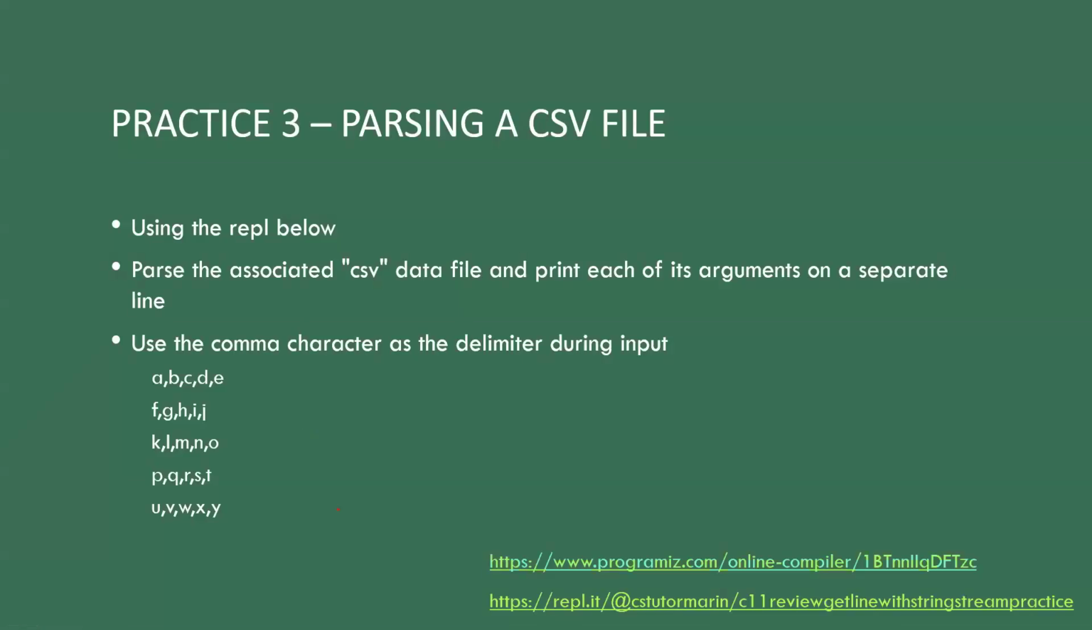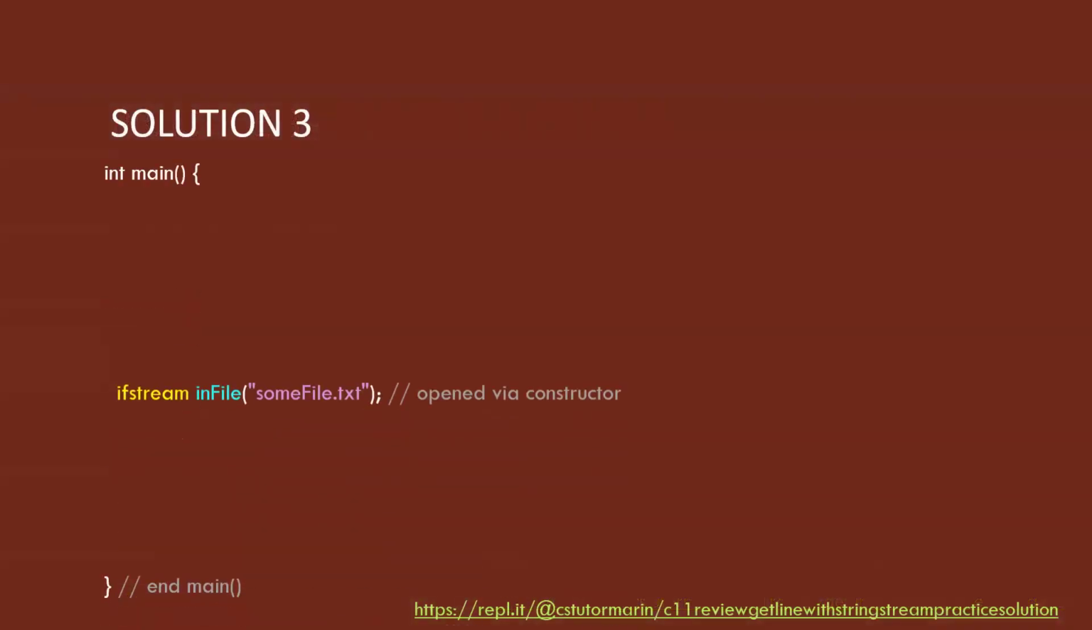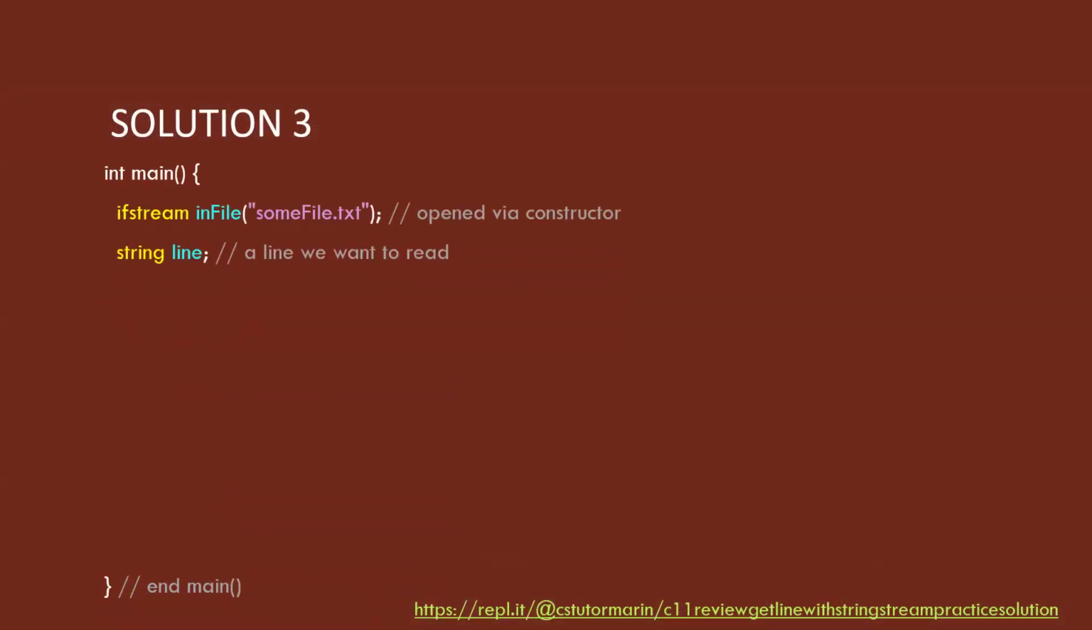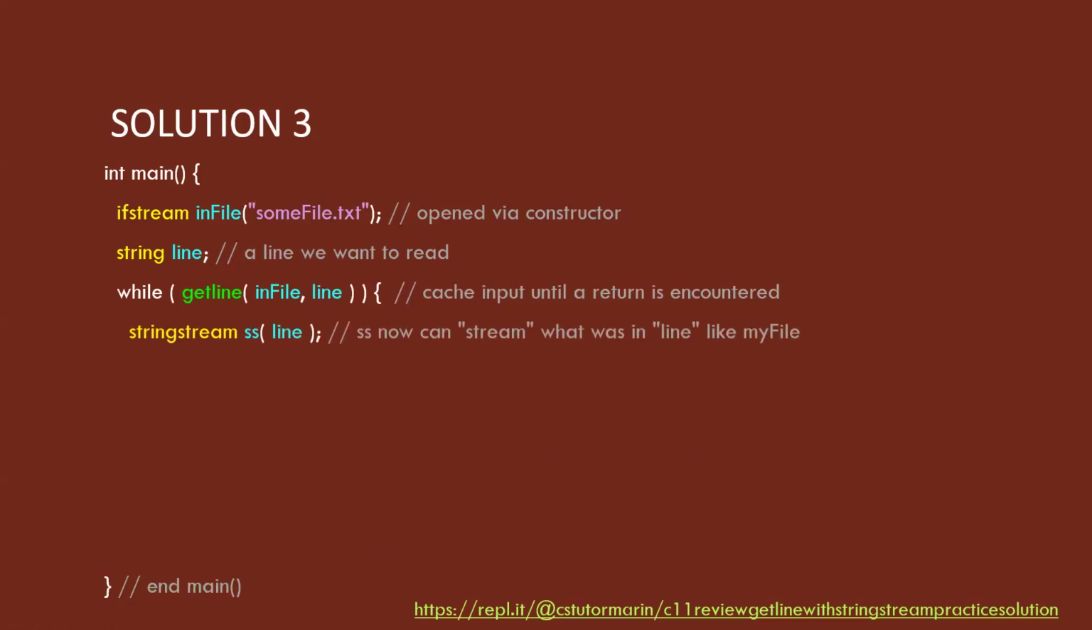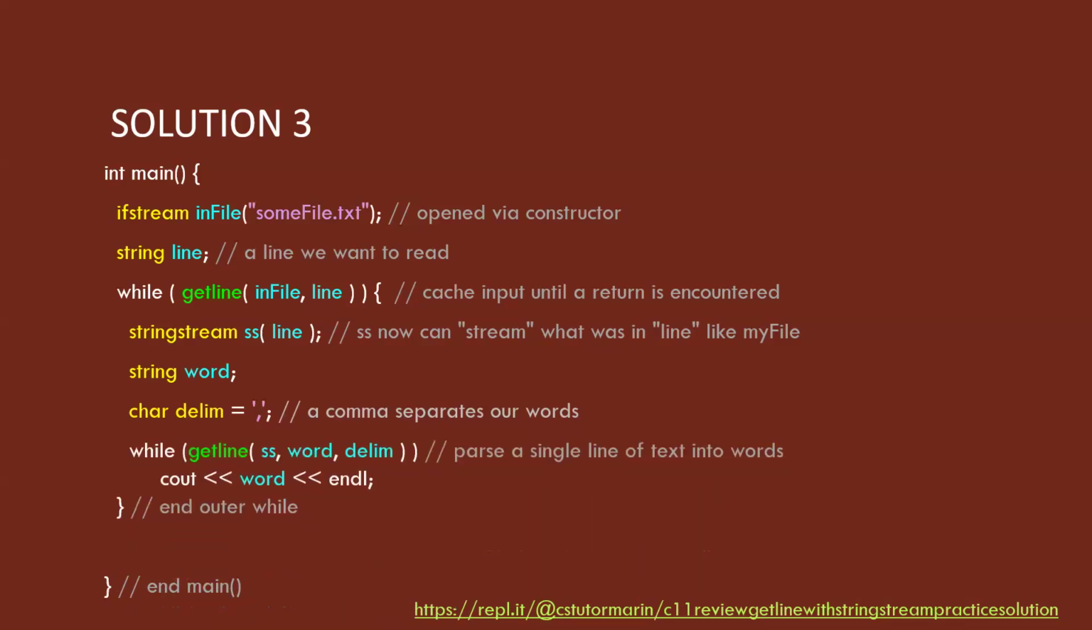Now we want to parse the file. So let me help you with the code here, okay? So open the same file. And for those of you in Program IZ, it's going to be /temp/ that file name. Create a line, okay? Call the getLine function, convert it to a string stream, create a temporary word variable, and then for every comma in that string stream, call the getLine on the string stream.